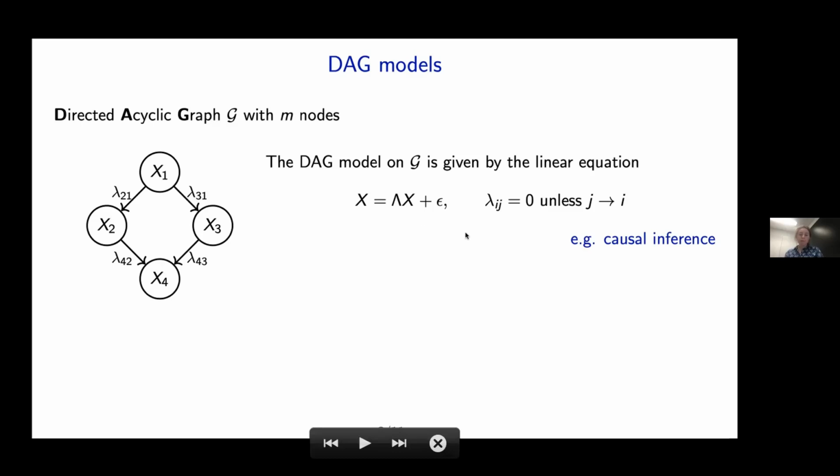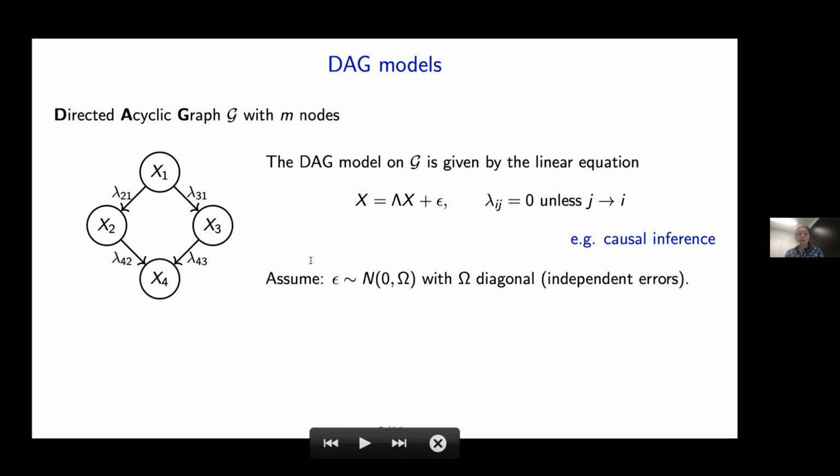So this matrix lambda has some sparsity pattern. Lambda ij is 0 unless there's an edge from j to i in the graph. An example of a context in which such models can be used is in causal inference. There we think of the edge as being the causal impact that the first random variable has on the second, but the edges don't need to be given a causal interpretation.